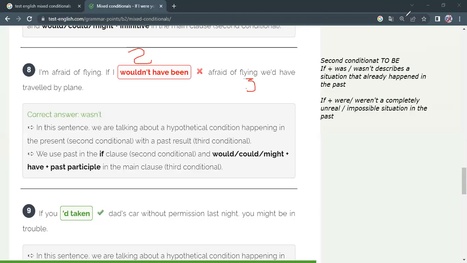So we use second conditional: was, happened before; were, impossible or didn't happen before. So what was the example you gave me?